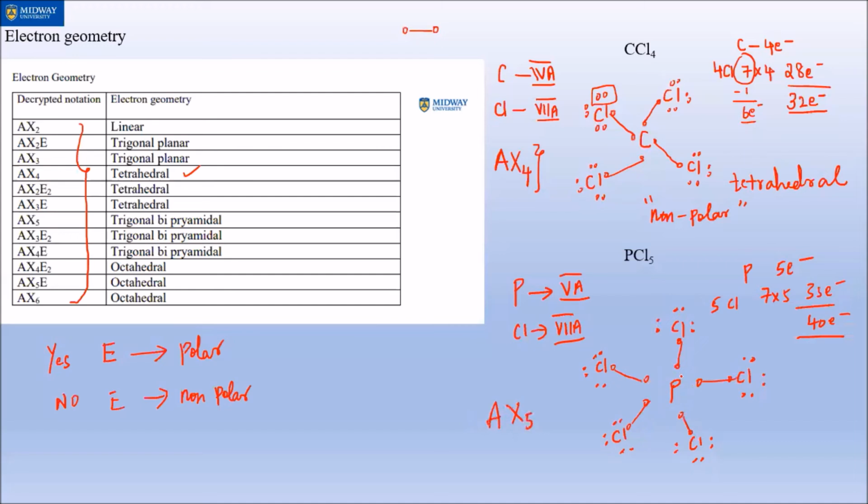There is no lone pair on the central atom. A lone pair means a pair that's left unused, and a pair means 2 electrons. There's none, so it is nonpolar because it doesn't contain any E's, and AX5 is trigonal bipyramidal. And that's it.